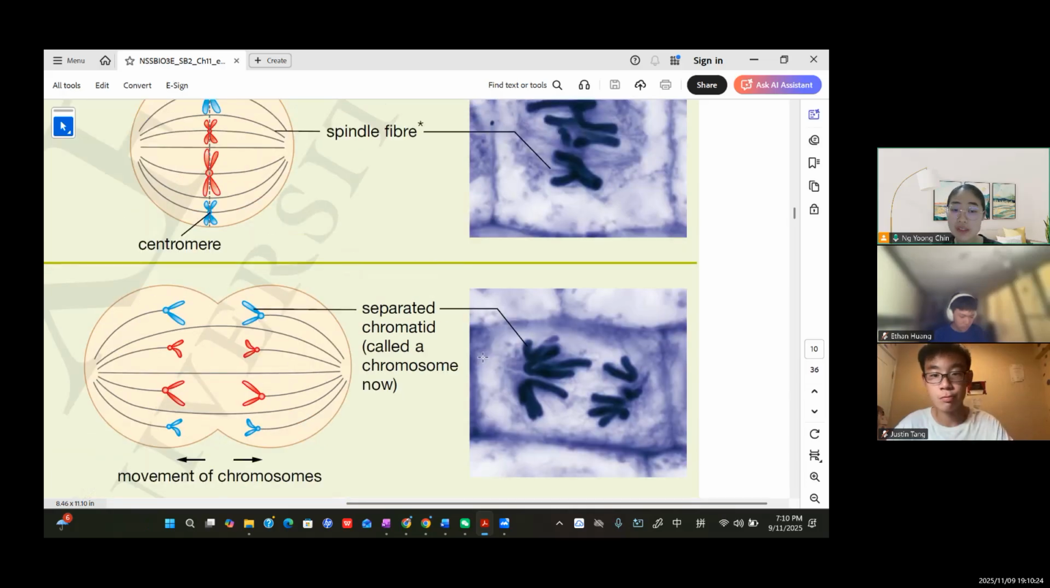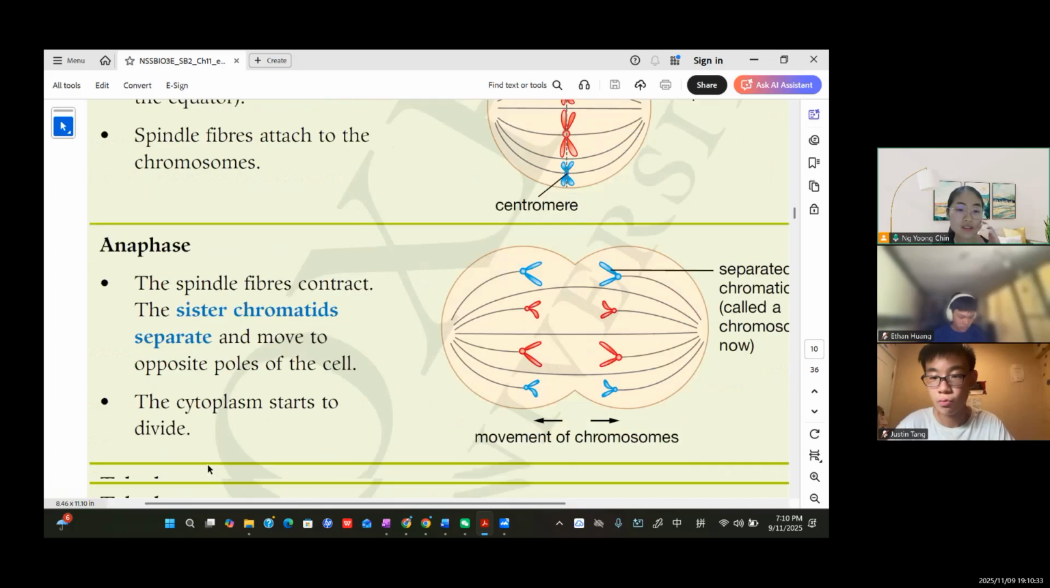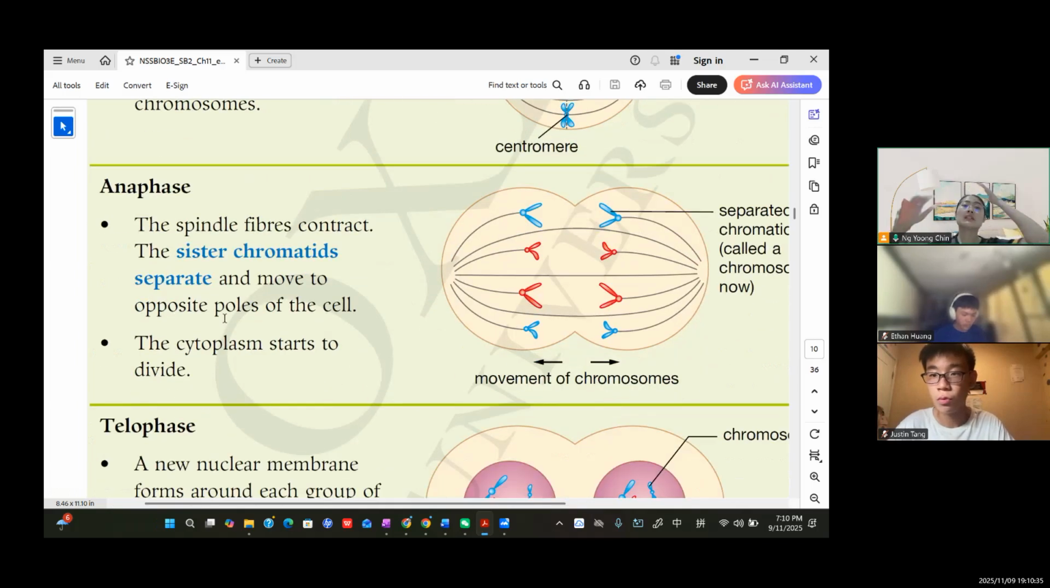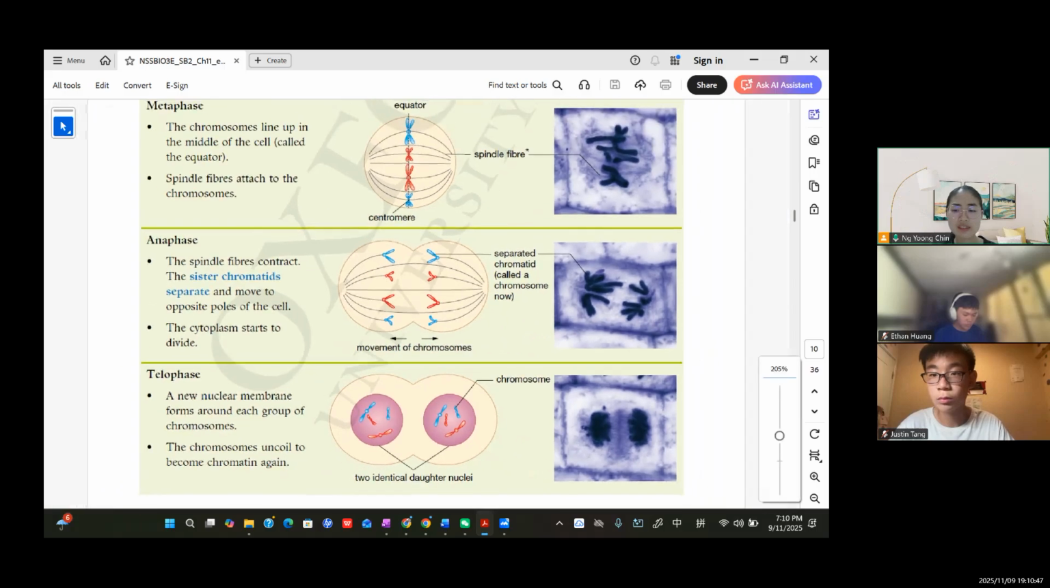So that will be the spindle fiber. The spindle fiber just attaches to the chromosome, and then they'll split them up, like this. Okay, so the spindle fibers contract, so they will separate the sister chromatids. So after the separation, the sister chromatids now become chromosomes. Yeah, they will become chromosomes. And then they will enter the telophase.